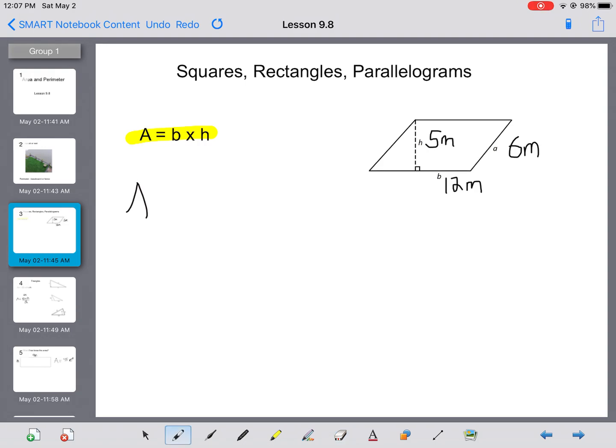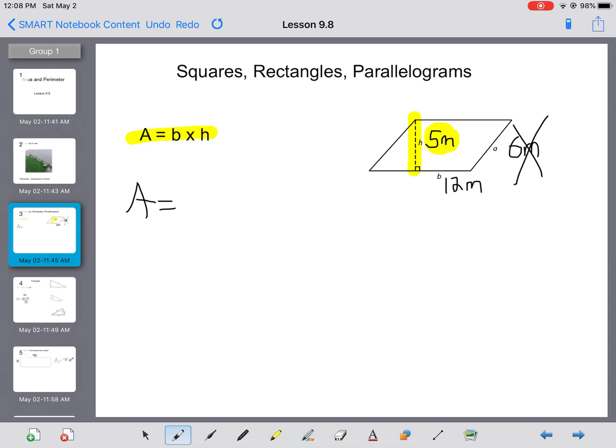Now, the most important thing when figuring out the base times height for a parallelogram is to make sure you know what the actual height is. Remember that the height has to be going up from your base at a 90-degree angle. So, in this case, 5 meters is my height. It's not 6 meters, okay? You're going to see different diagrams where it gives you lots of information, but you need to determine which numbers you need to use.